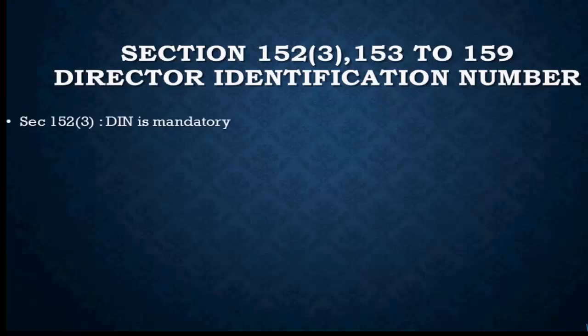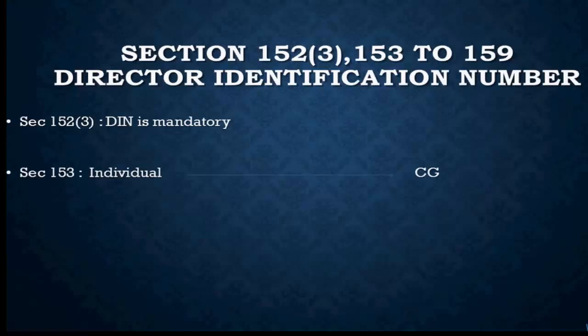Section 152 subsection 3 says that DIN is mandatory for every director. We have also discussed that the only qualification that any director needs to hold is a DIN, the Director Identification Number, and he needs no other qualification to be a director of a company. And we have also seen that section 164 subsections 1 and 2 deal with disqualification, which is negatively stipulated, right? So now we move on to the procedures as per the sections.